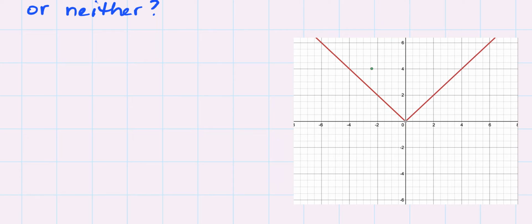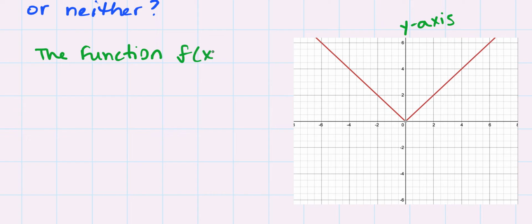Now, notice that this V-shaped graph is symmetric about the y-axis. Here's the y-axis. So that tells us, just by looking at the graph, that the function f of x equal to the absolute value of x is even. Okay, so just looking at the graph, I can say the function is even.